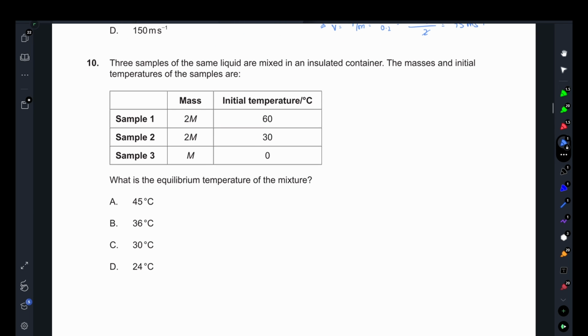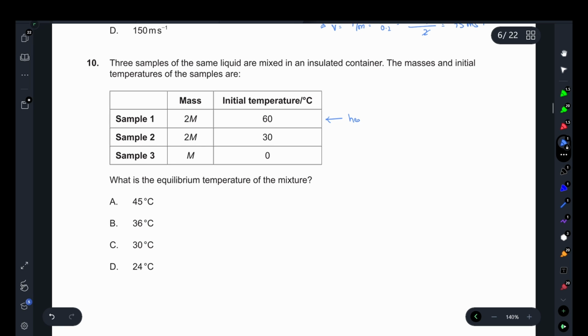Moving on to question number 10. The temperatures of the same liquid are mixed in an insulated container. What is the equilibrium temperature of the mixture? Meaning, what is the net temperature of the mixture once all of them are mixed together? So there are two ways to solve this. Both are essentially the same thing.